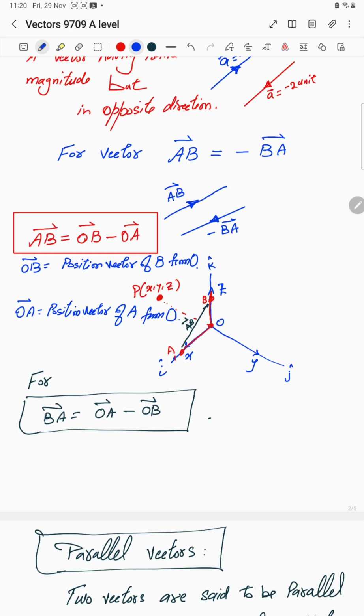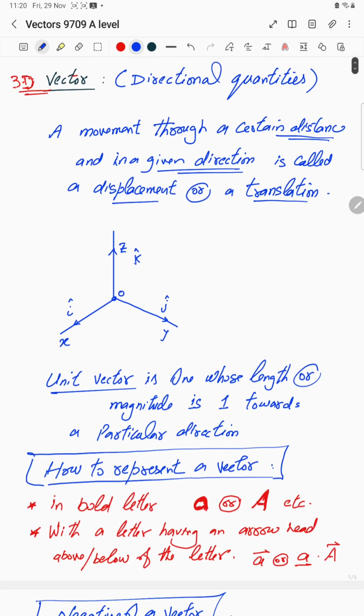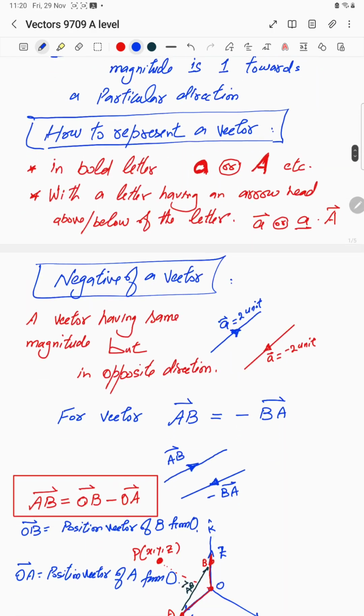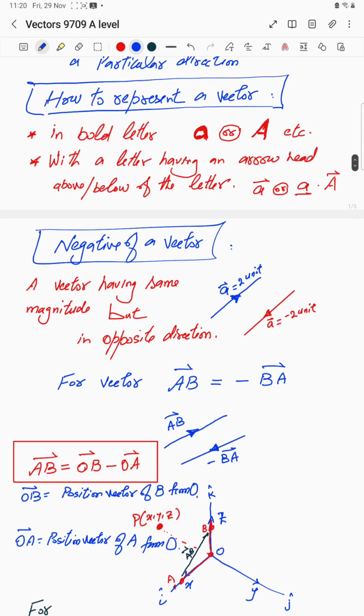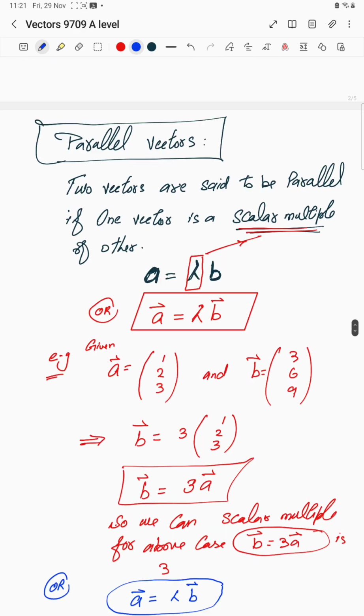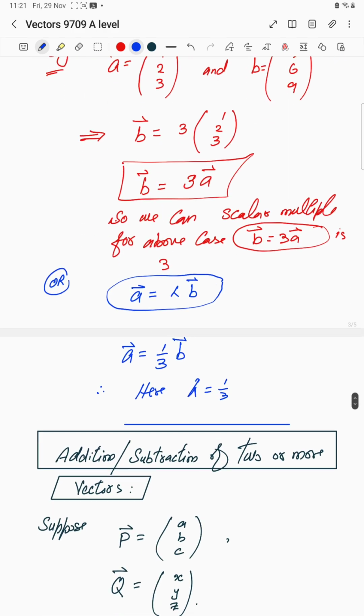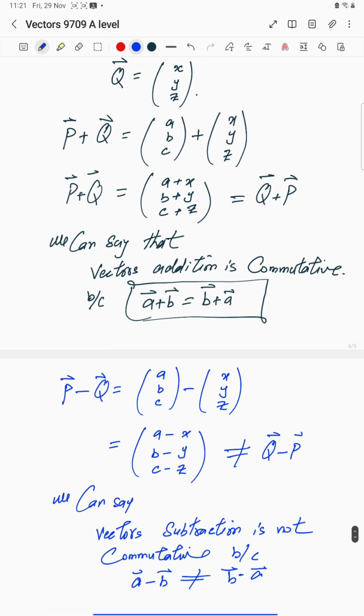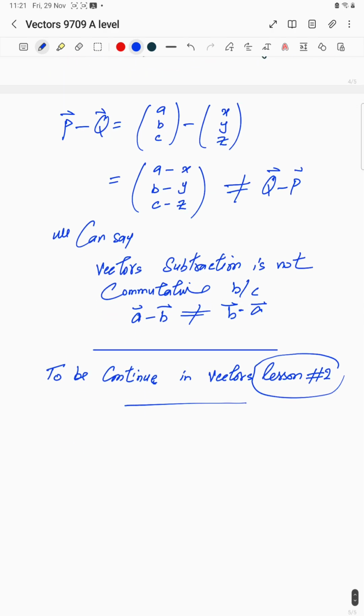Right, guys. So far we have discussed the basic concepts of vectors, the definition in 3 dimensions, how to represent a vector, negative vector, parallel vectors and their applications, and addition and subtraction of 2 or more vectors. The rest we will discuss in the second video.